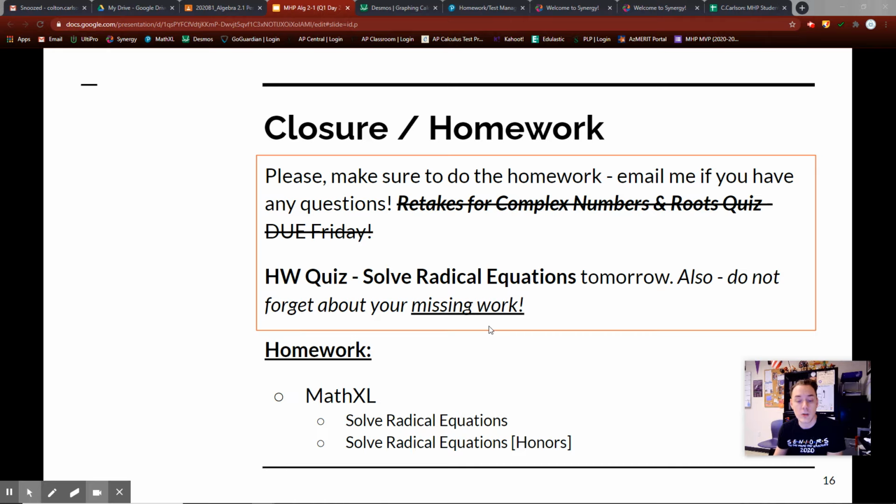You're just going to be solving radical equations. We will have an optional homework quiz tomorrow, but do not forget about missing work in the meantime. You have a quiz that's going to be the Unit 2 test this Friday.